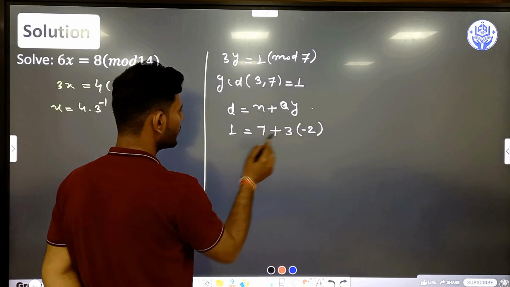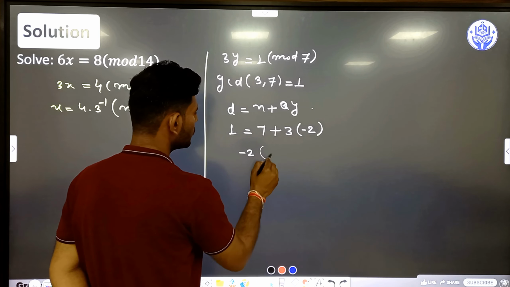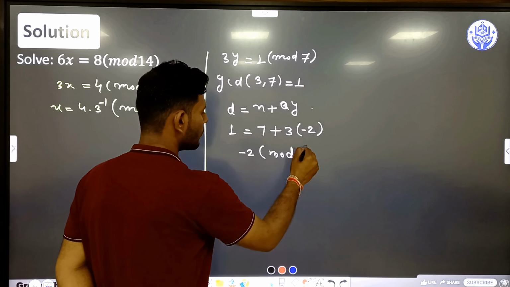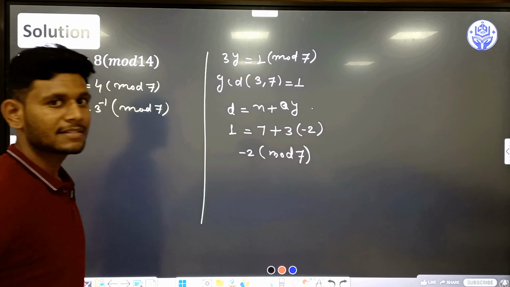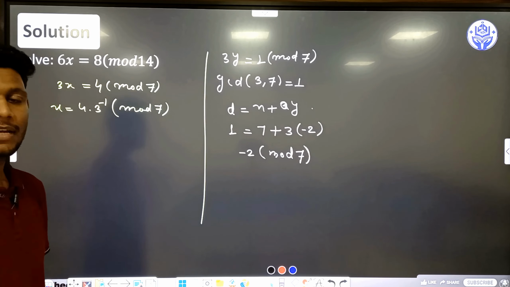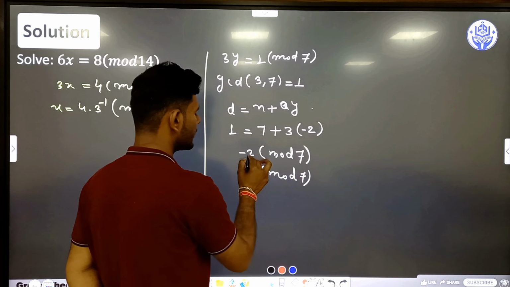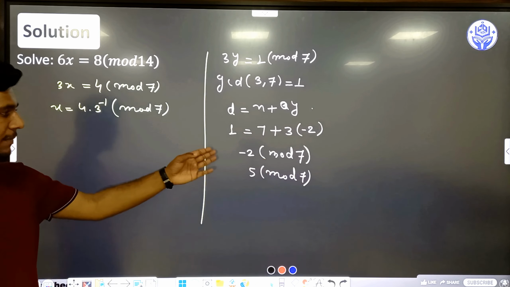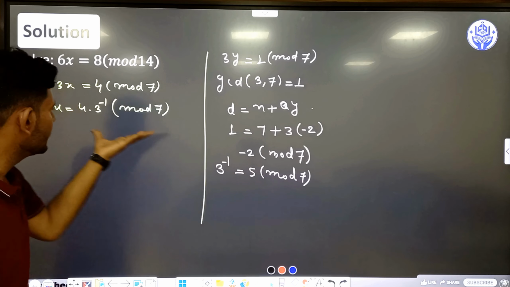Okay, then here, for what? Minus 2 mod 7. So minus 2 mod 7, is it really like this? If I find mod 7, can I write it like this, 5 mod 7? Yes, because if it is a minus or negative value, 7 minus 2 is what? 5. So this is 5, and this is nothing but 3 inverse. I will just replace this here.